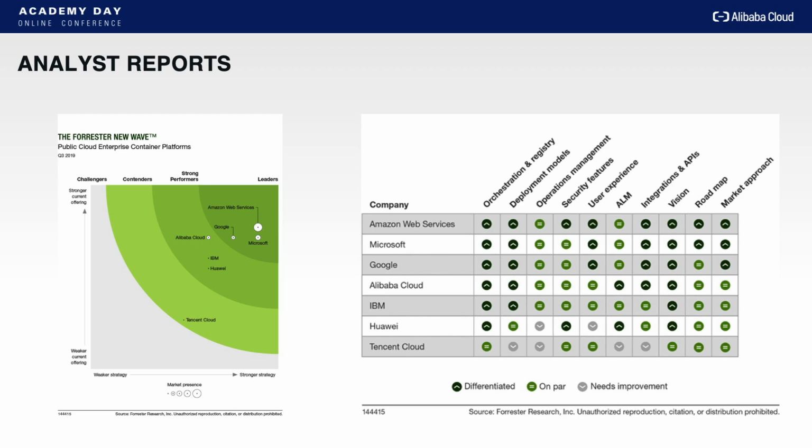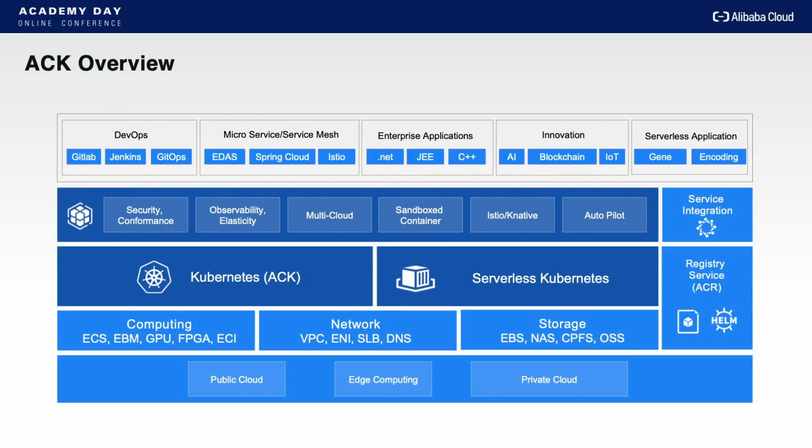ACK and EDAS support Istio, Spring Cloud, and Dubbo. It also provides support for the wide range of homegrown and third-party continuous integration and continuous development tool chains. It supports Kubeflow, Knative, Spark, and Flink, which addresses the need for machine learning, big data, and serverless workloads. So let's take a look at the ACK Overview.